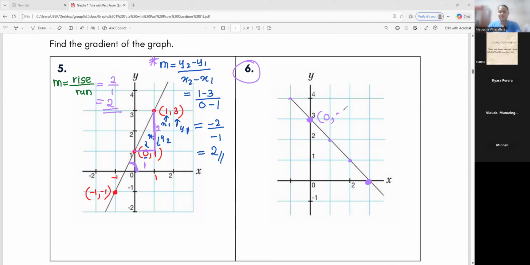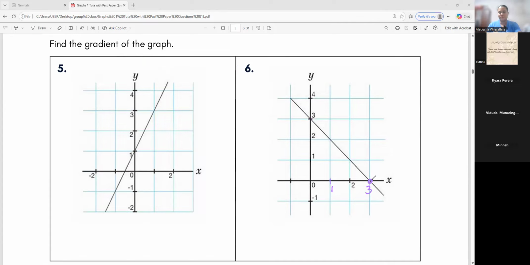0, 3. This is, then it's 2.5. No. Teacher, it can be 3, right? It's not 3, no? Yeah, it is 3. This is 1, 1, 2, 3. Yeah. 0, 3 and 3, 0.